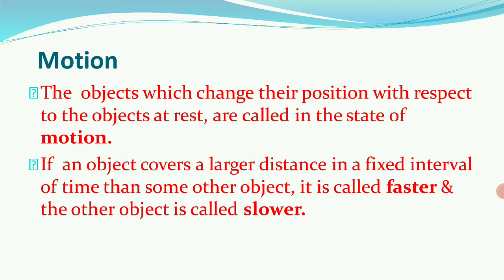So we can have slow motion or fast motion. Object may travel fast or slow. If the object covers larger distance in a fixed interval of time than some other objects, then it is called as faster and the other object is called as slower.